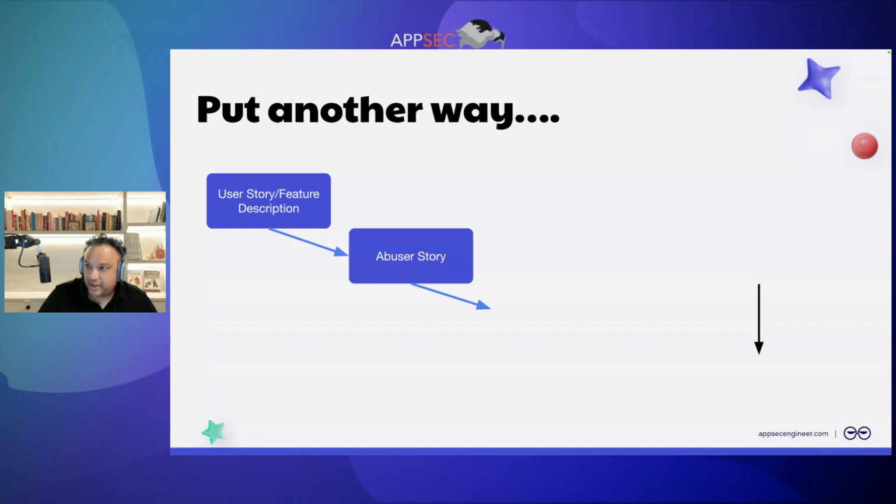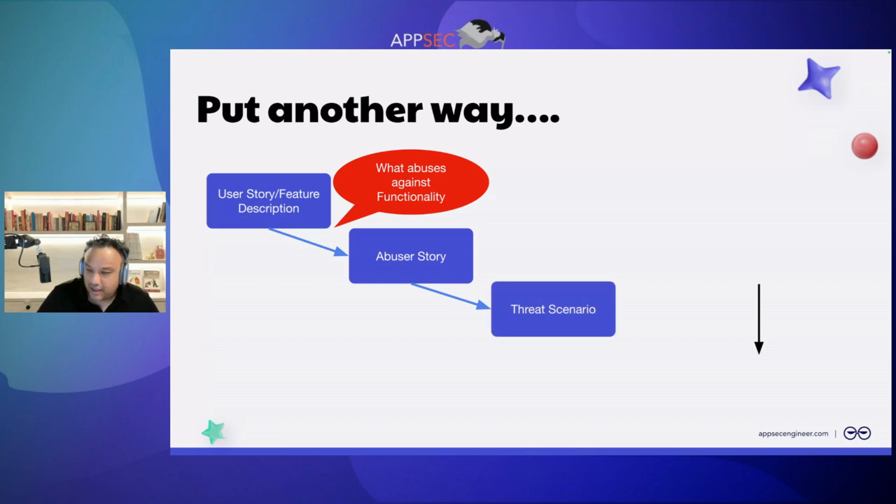So, if you think about it, this is very similar to those security objectives that we talked about before. What are your areas of concern is basically an abuser story. What keeps you up at night about this particular feature is basically your abuser story. This is a very high level perspective of what kind of abuses can happen against this feature or this functionality. That is the abuser story.